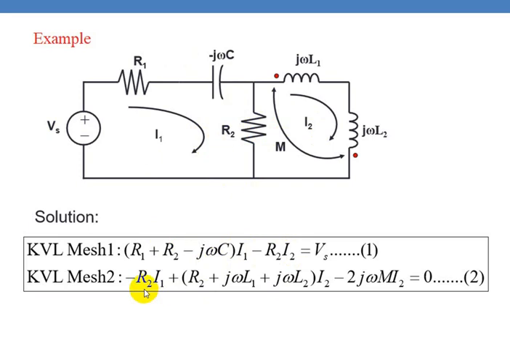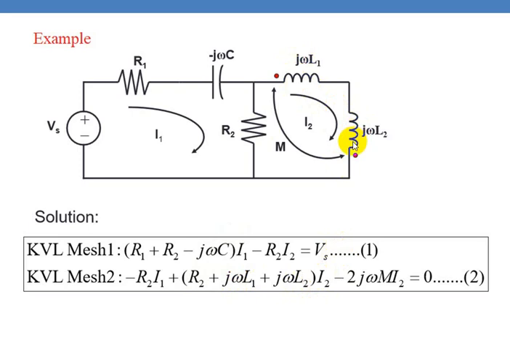Second equation. For I1, again this element is common between the two meshes, so you write I1 into R2 with a minus sign because these two currents are opposite. Then for I2, you sum up all the resistance and reactance in this mesh: R2 plus j omega L1 plus j omega L2. Then coming to the mutual inductance, this coil is coupled here, so you have to write j omega M into I2.